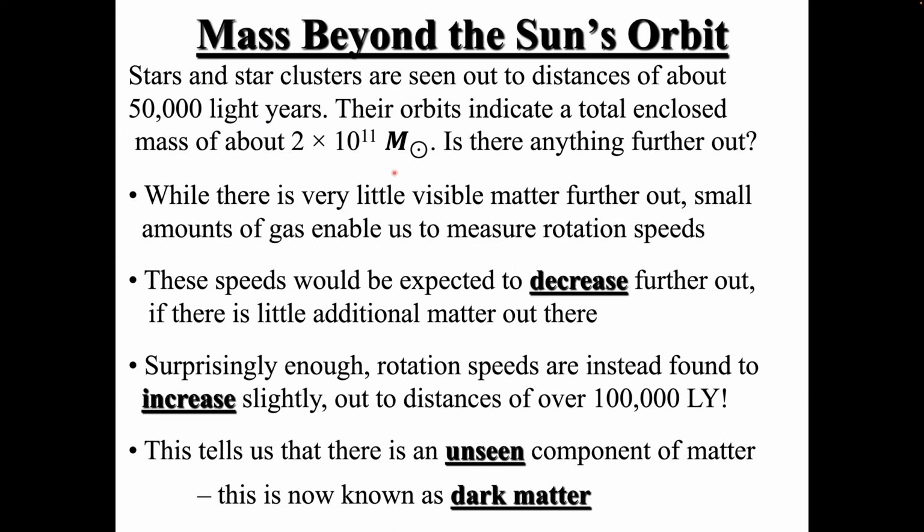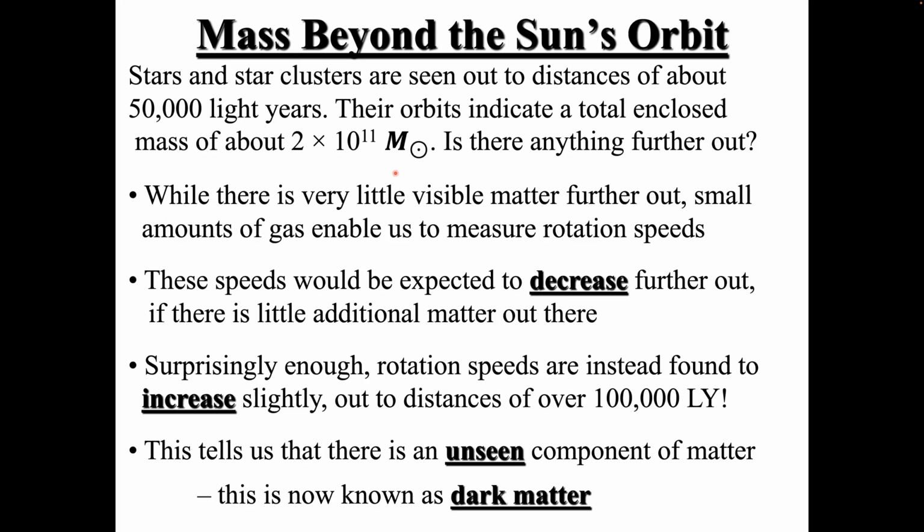Now, you have the sun at one of the spiral arms, so you can incorporate all the other stuff that is beyond even the sun, so we can calculate the mass. Then you have this value, 2 times 10 to the power 11 solar masses. Now the question is, is there anything further out? That means, is there anything that we have not detected apart from this amount of mass?